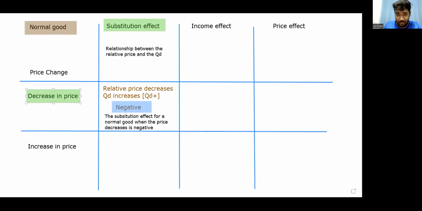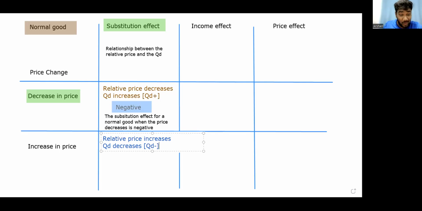Now I want more answers. Now you all understand the story, right? Can you tell me, when there is an increase in the price, what happens to the relative price? Does it increase or decrease? Relative means compared to the other goods. Relative price increases. Come on, very simple now. Given that the relative price increases, what happens to your quantity demand? Quantity demand decreases. Right? So your QD is a minus.